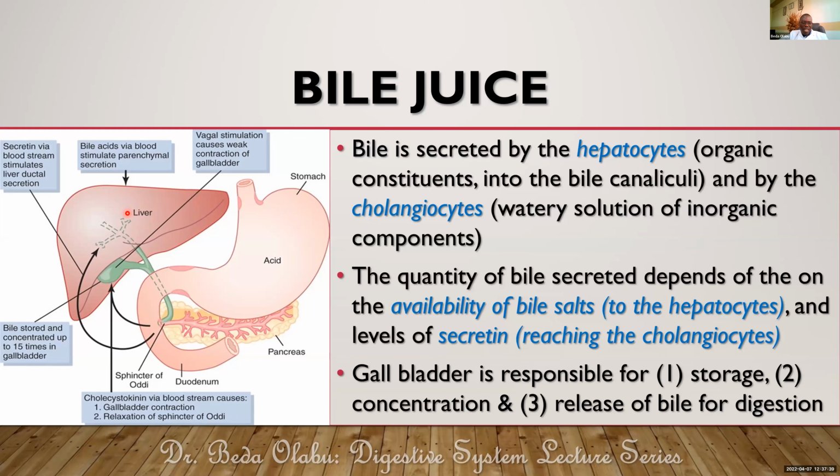Now, when bile is formed, bile will go to the gallbladder for storage. But during storage, bile is also concentrated. So the gallbladder will also concentrate the bile. And when the time comes that bile is required for digestion, the gallbladder contracts to release the bile. So we usually say the gallbladder has 3 key functions: storage of bile, concentration of bile, and release of bile during digestion.